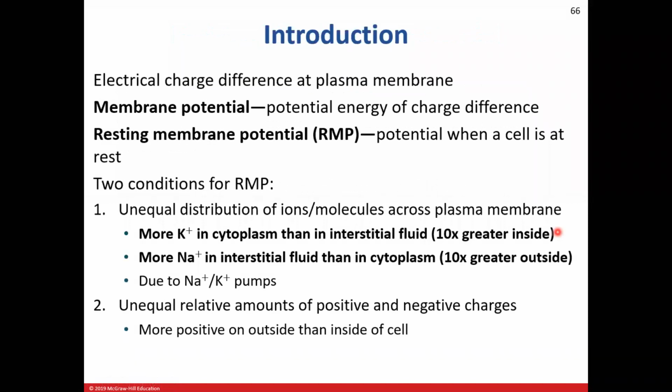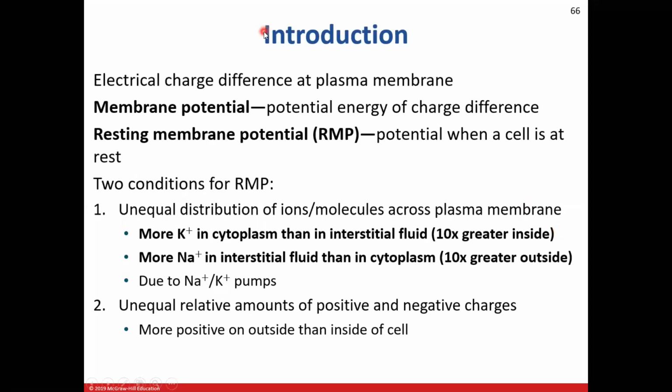So let's look at our resting membrane potential. The resting membrane potential really is the electrical charge difference at the plasma membrane. The membrane potential is the potential energy of the charge difference. More specifically, the resting membrane potential is the potential when a cell is at rest. The membrane potential can change as the cell becomes active, for example, with a nerve cell as it sends an action potential, or a communicating impulse, from one cell to the next. There are two conditions of the resting membrane potential.